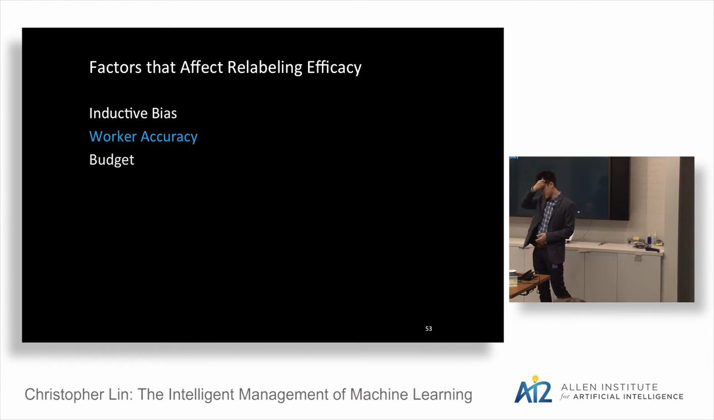So next, I want to talk about worker accuracy and how worker accuracy might affect relabeling. Intuitively, relabeling should do best when the workers are not very good, right? And unilabeling should do the best when workers are perfect. If you have perfect workers, then you shouldn't do any kind of relabeling. But the story is just a bit more complicated than that.